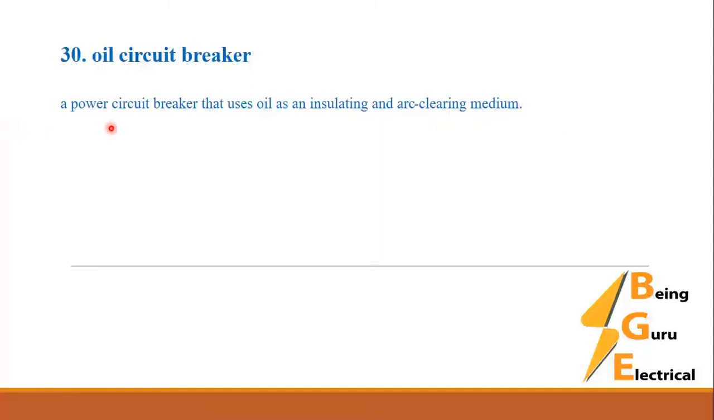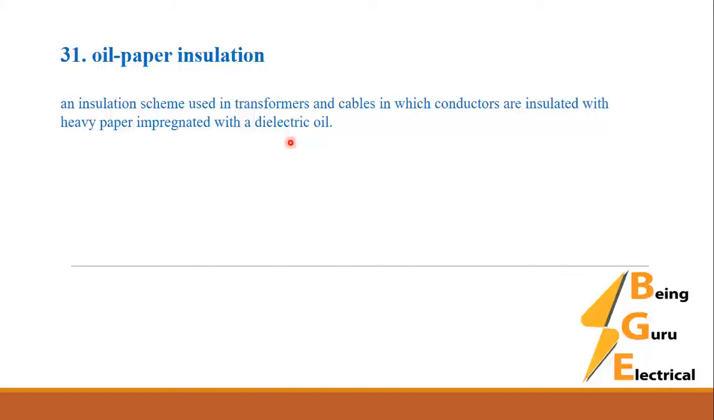So next we have oil circuit breaker. A power circuit breaker that uses oil as an insulating and arc clearing medium is called an oil circuit breaker. Next we have oil paper insulation. An insulation scheme used in transformers and cables in which conductors are insulated with heavy paper impregnated with a dielectric oil. So oil paper insulation, as its name shows, is a paper insulation which is impregnated in the oil, and it is used in the transformer insulation and in the cable insulation.